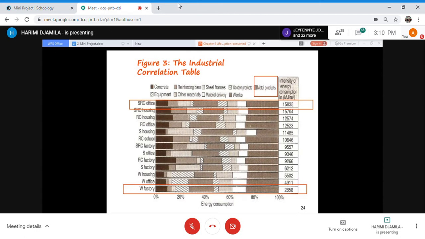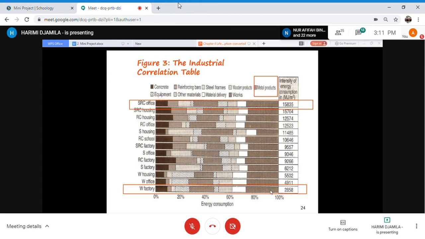table. You will observe the steel reinforced concrete, which is the first one. It consumes almost 6 times the lowest value, which is the wooden factory. So if you do the proportion, you divide 15,835 over 2,858, you observe it's almost 6 times. The difference in terms of energy is 6 times. I think that's all for this part.